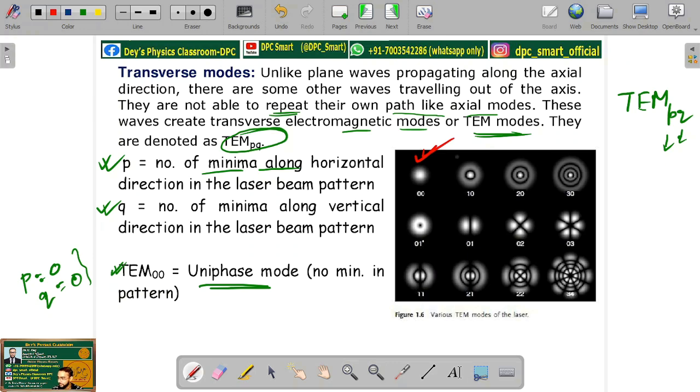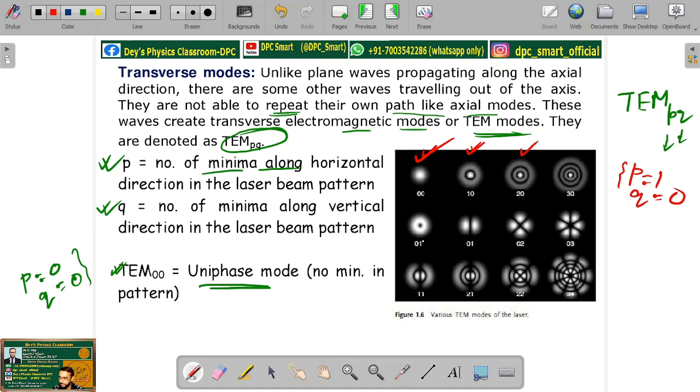Now, in the second figure you can see TEM10. That means the P value is 1 and the Q value is 0. That means along the horizontal direction you will get one minima in the laser beam pattern, but along the vertical direction there will be no such minima present. So that's why the P value is 1, Q value is 0, and it is denoted by TEM10.